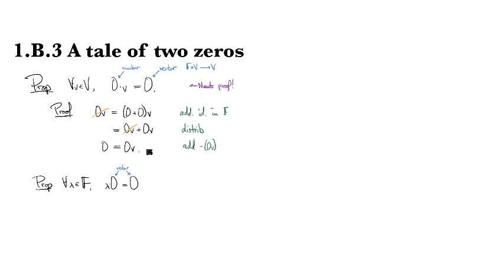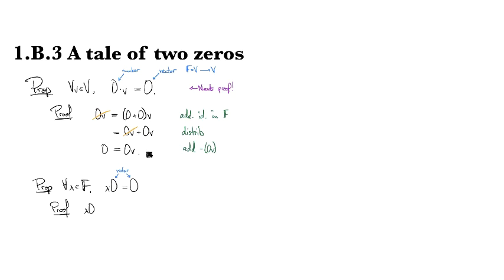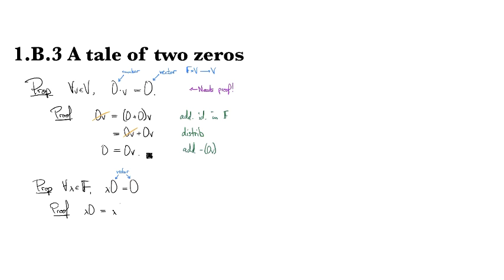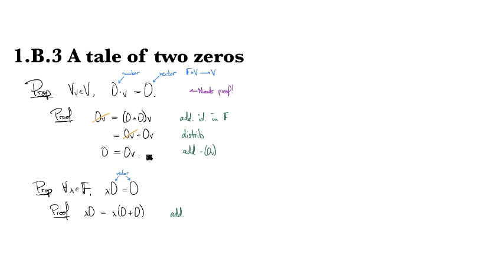So let's switch back to black ink. Proof: how do we prove this? I'm going to start with lambda 0 again, and I can do the same thing. Lambda times (0 plus 0) is the same thing as lambda 0. Even though the equation looks identical, I'm now using the property of additive identity in the vector space, because in this case both of these zeros are vectors.